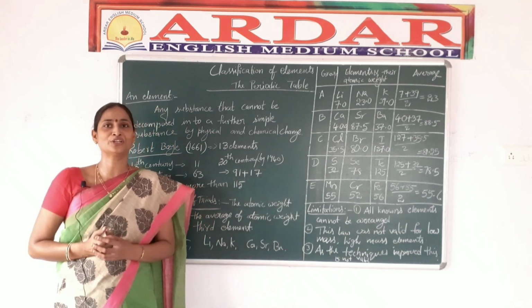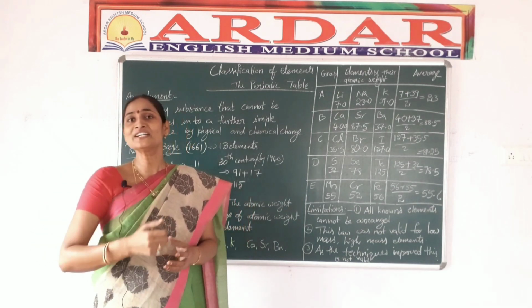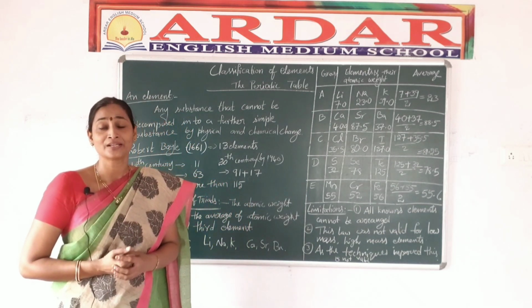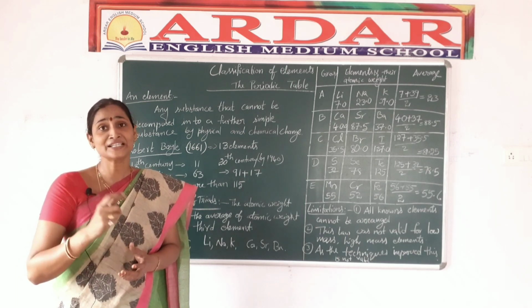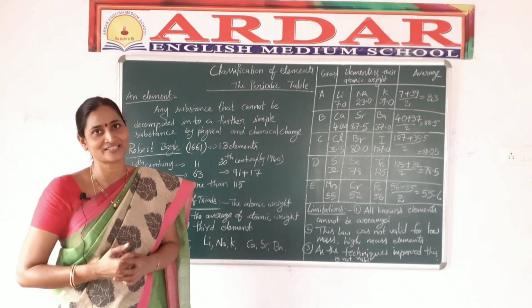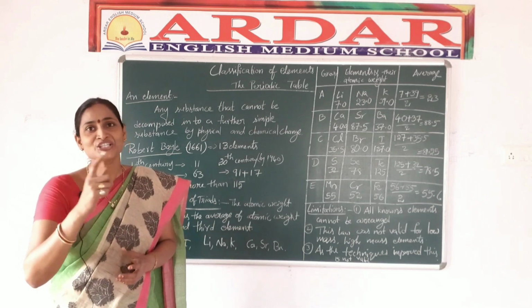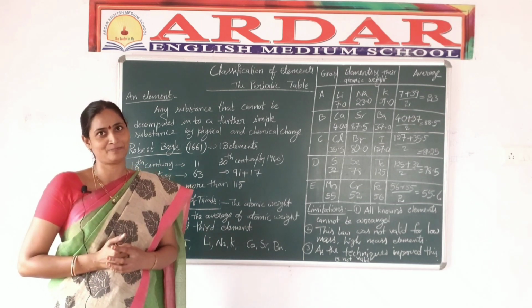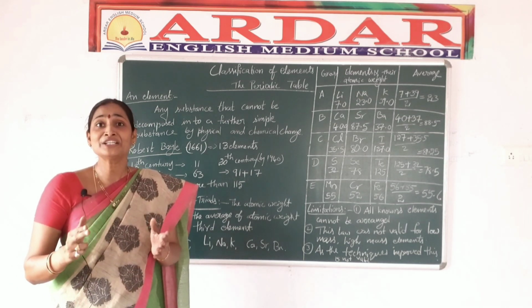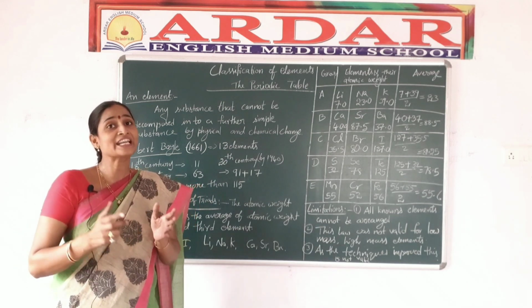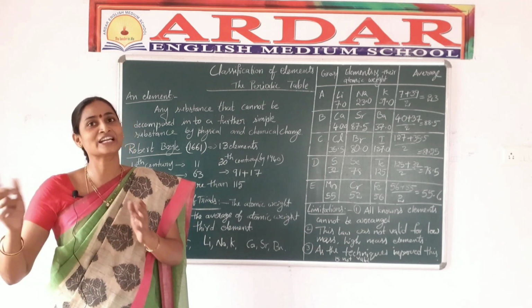Okay, again I will ask you one question. Who classified the elements at first? Dobereiner, a great scientist, classified the elements at first. He was the first person to classify the elements. He classified the elements into groups. He arranged the elements in ascending order of their atomic weights.